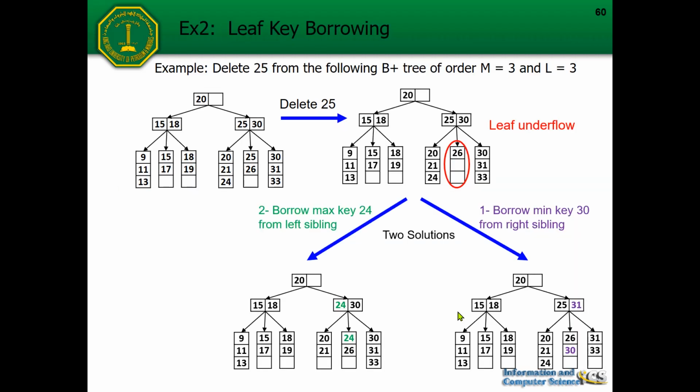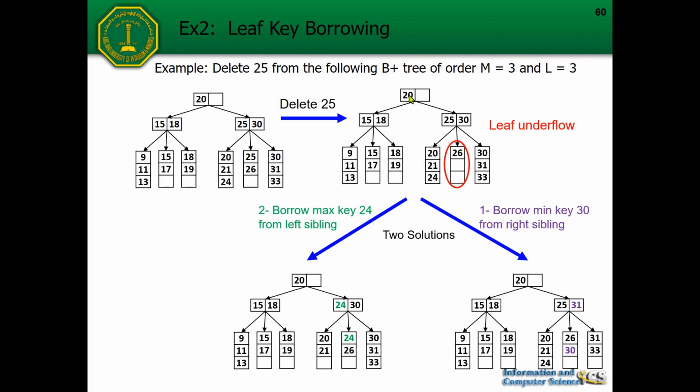Now we have the B plus tree in the original state like this. Now M is 3, L is 3. We delete 25 from this. So this is 25. When we delete 25, this leaf node will become like this. Because L is 3, the minimum number of keys should be 2. But now this node has only one key, meaning that there is imbalance. The leaf is in underflow, so we need to restore the balance.